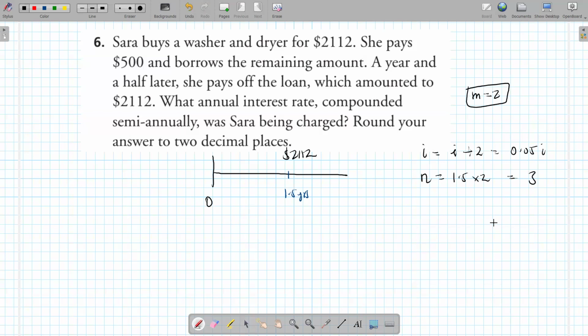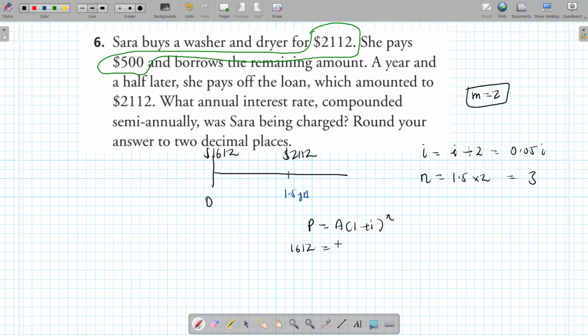How much did she borrow? 2112 minus 500. Well, that's the cost of it, but when she was buying it, she paid $500. So you subtract that. Yeah, you subtract that. So she actually ended up borrowing only $1,612. So your principal amount is 1612.